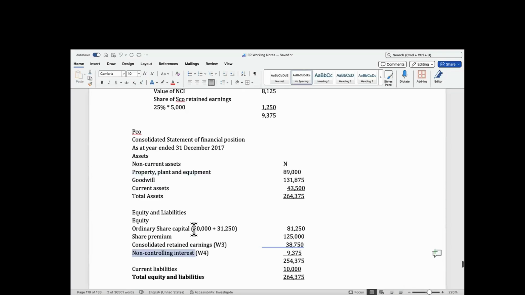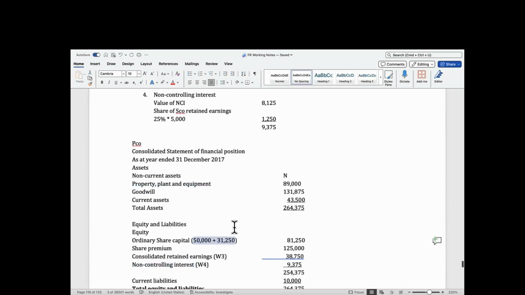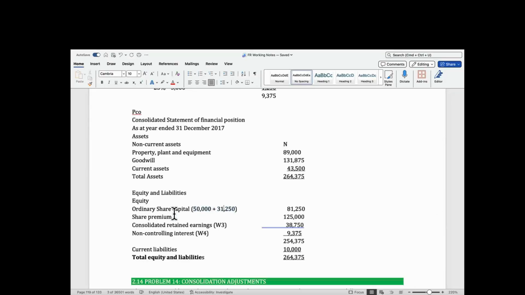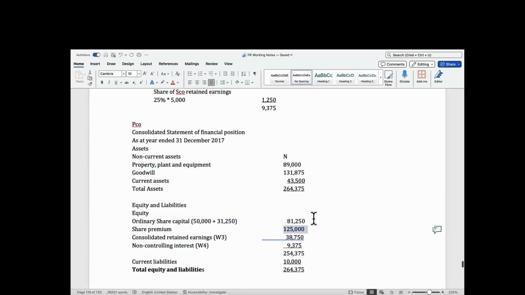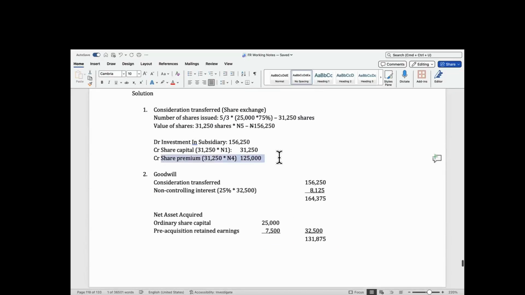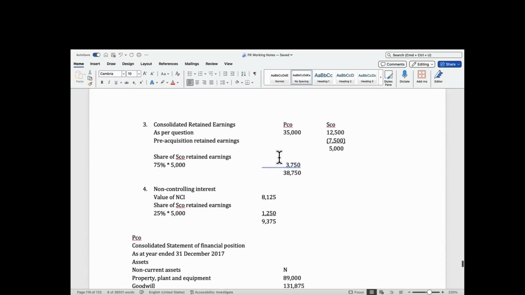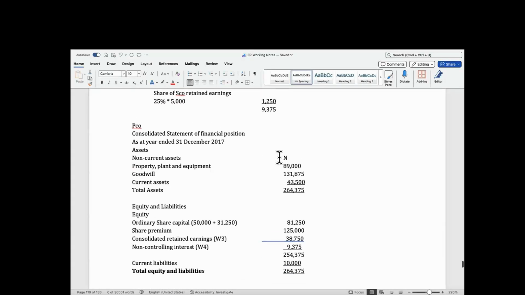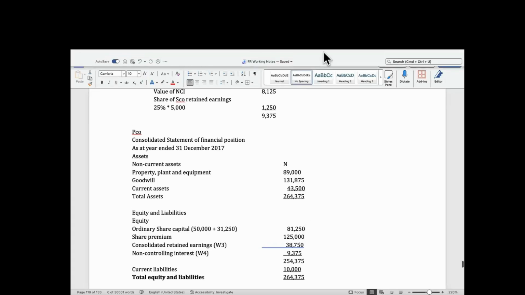Additionally, I credited share capital with 31,250. That's why I'm adding 31,250 here. And share premium was also introduced at 125,000. So I must not forget to include them, otherwise my account will not balance. Any questions?